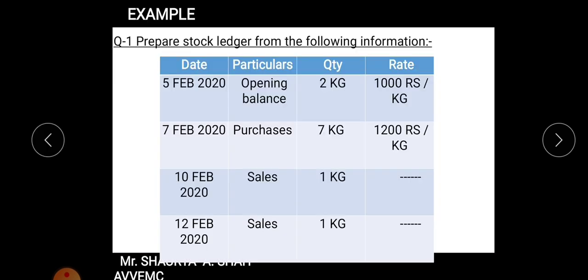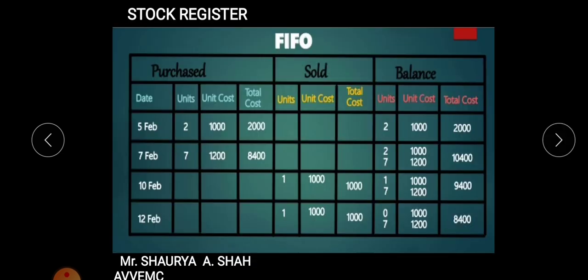Next transaction, 7th February you have purchased 7 kg at 1200. So simply write down 7 kg in units, 1200 is the per unit cost, and my total cost will be 8400, right? Now remember students, you will be keeping both the materials separate. So first you will write down what is already there, and second what you have newly purchased, right? So my total quantity, if I say, is 9 units and my total cost is 10,400, right? But I am keeping it separate. Why? Because at the time of issue I'll come to know.